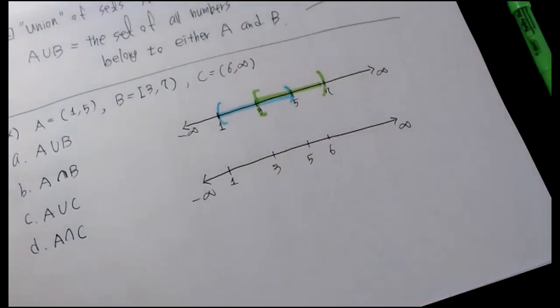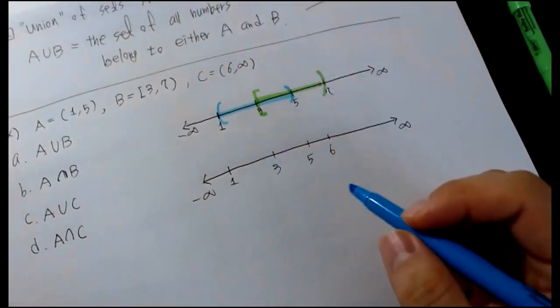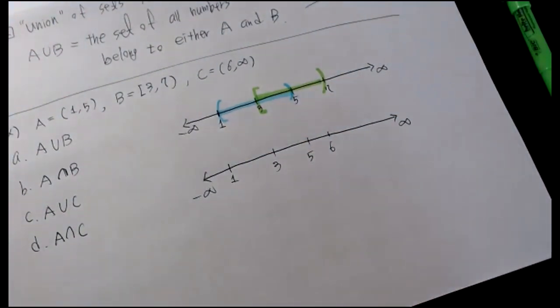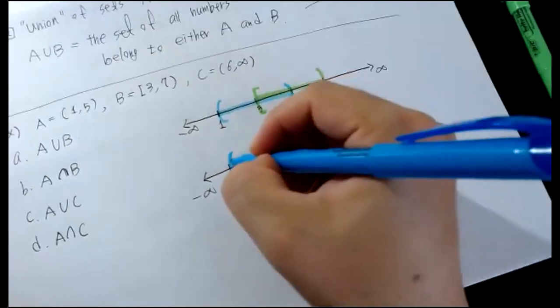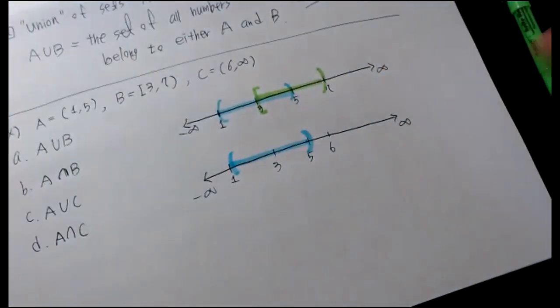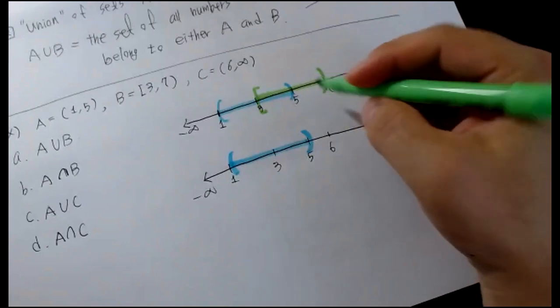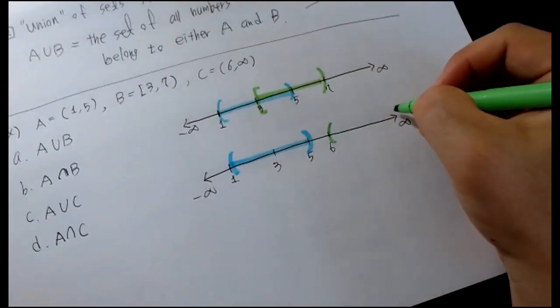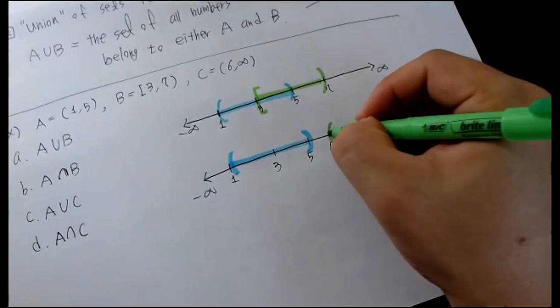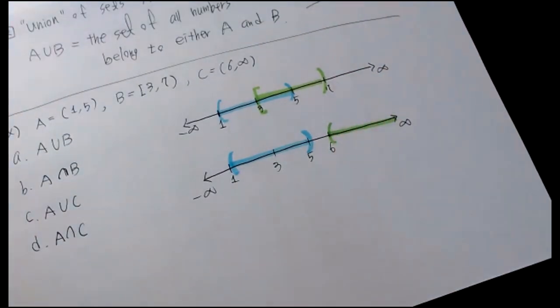So for the second number line, I'm going to plot the sets A and C. A is open, 1 to 5. And then C is 6 to infinity. Okay, so infinity right here.